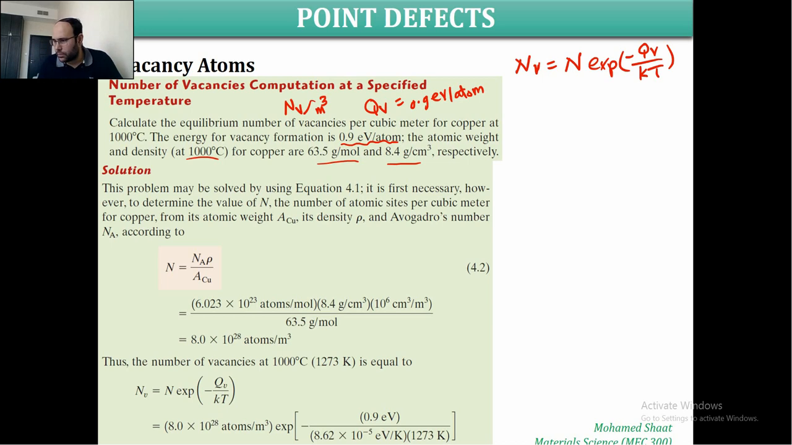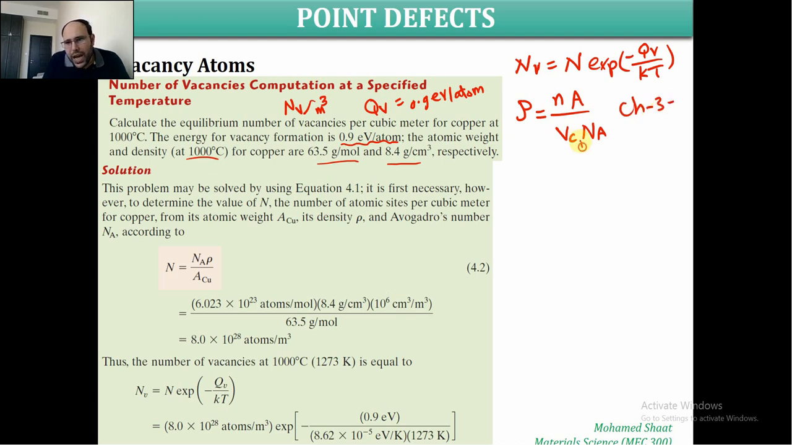If you remember from chapter 3, we explained that the theoretical density equals N times the atomic number divided by the volume of the crystal times the Avogadro's number. If you remember this expression from chapter 3.